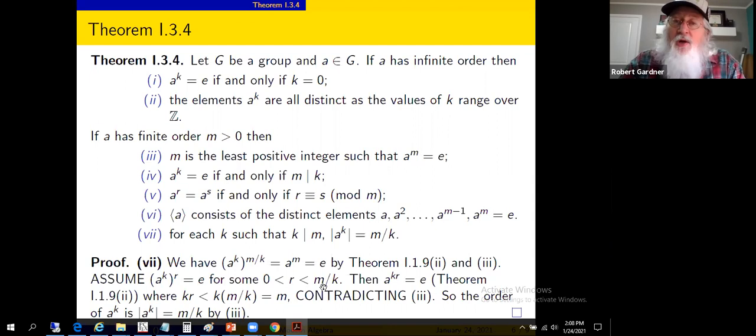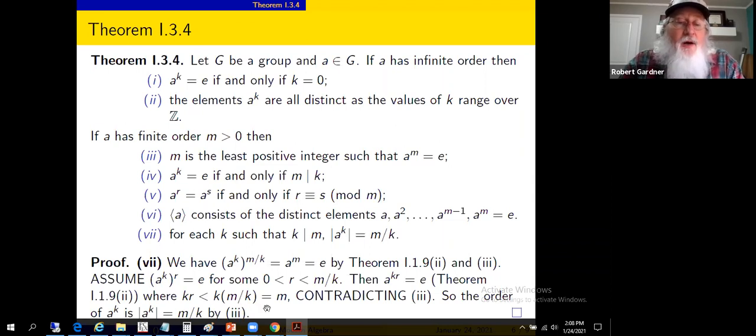Suppose we find a smaller positive, right? Remember part 3 up here. We find a smaller positive exponent on this element A to the K that produces the identity. Then we've got A to the K over R equals the identity, multiply exponents, Theorem 1.1.9, part 2, I suppose. K times R is less than K times M over K because R was chosen to be less than M over K. So this inequality justifies this inequality. K's cancel here, we get an M out.